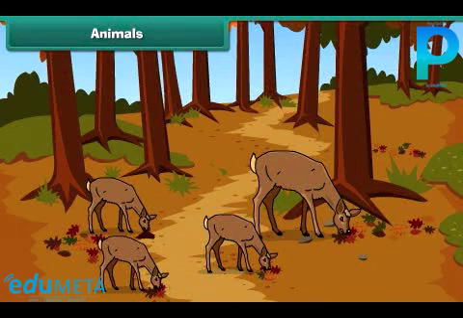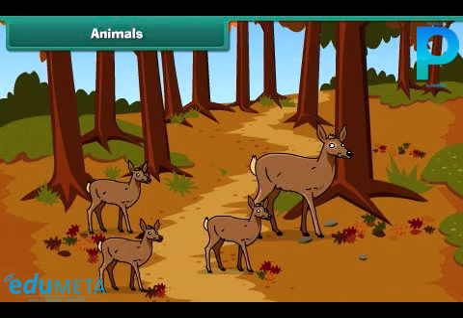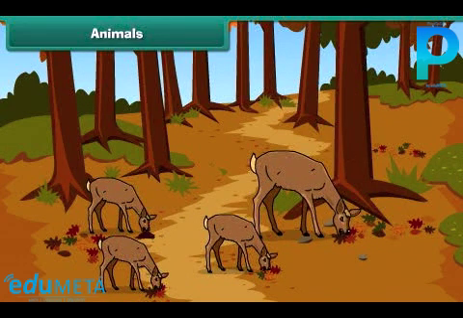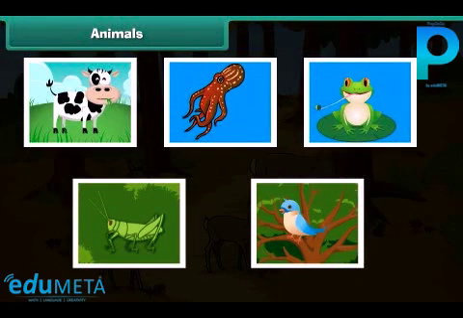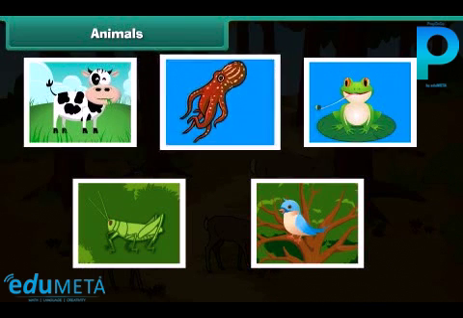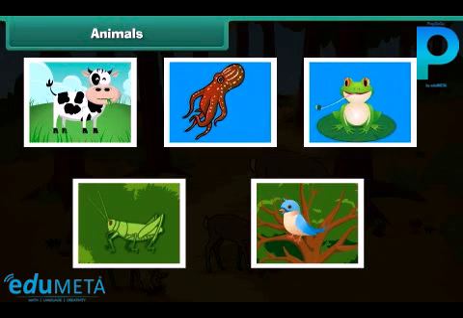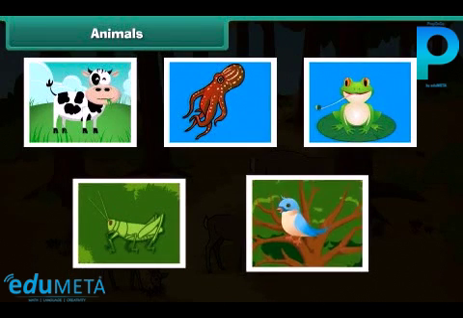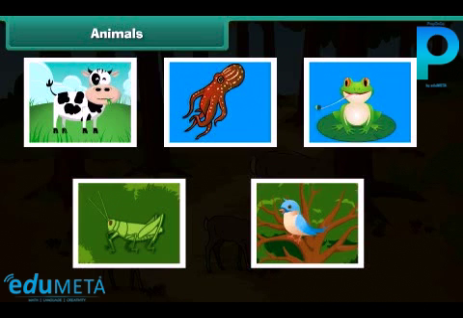Friends, as we all know that animals are living organisms. They can move and grow. They have the ability to produce their own young ones. We can see different animals all around the world. They are in various sizes, shapes, and colors. There are different types of animals living on this planet. These are land animals, water animals, amphibians, insects, and birds. Let us know more about them.